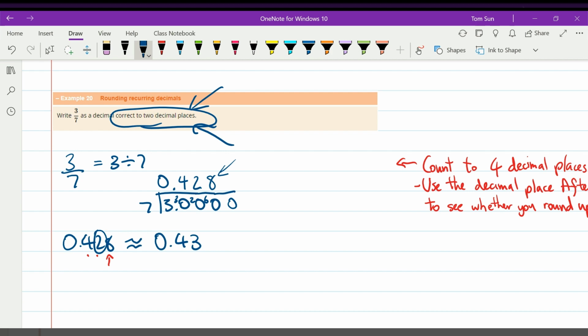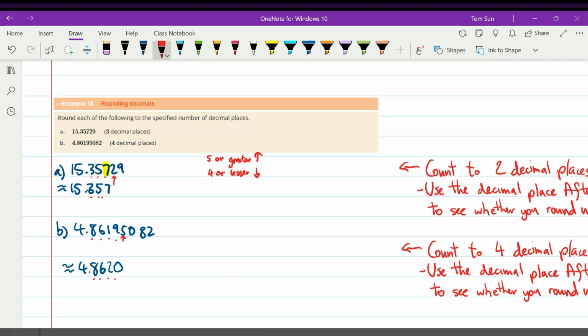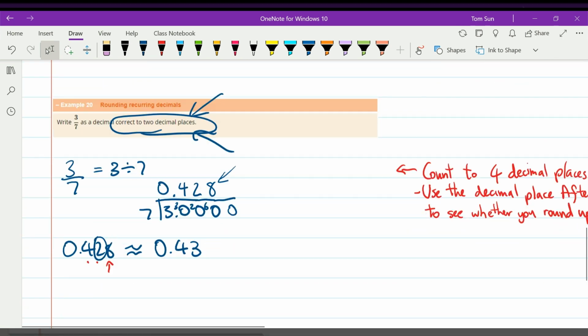It's a little bit tricky sometimes with the rounding, but just remember the rule here, and you need to pause the video, write this down as your rule. 5 or greater, you go up. 4 or lesser, you go down, but that's with the digit after the specified amount of digits you need to do for rounding, okay? Hopefully this helps.